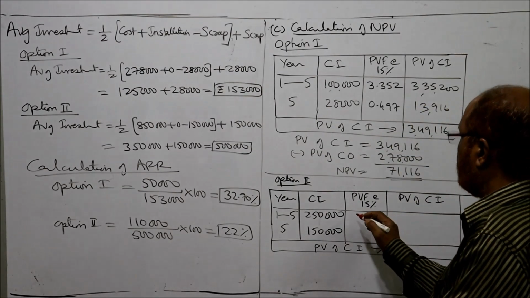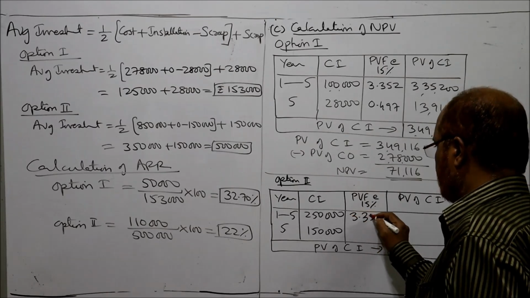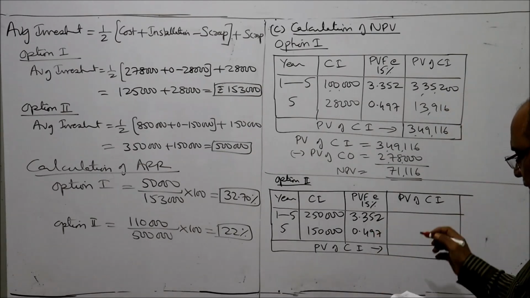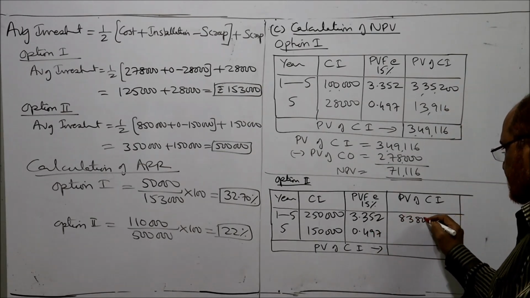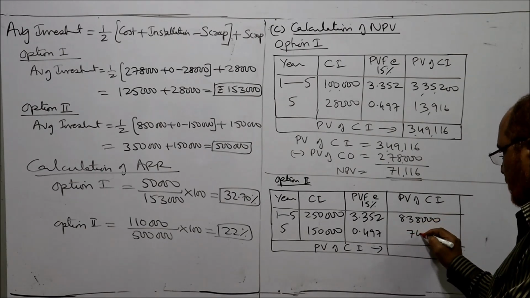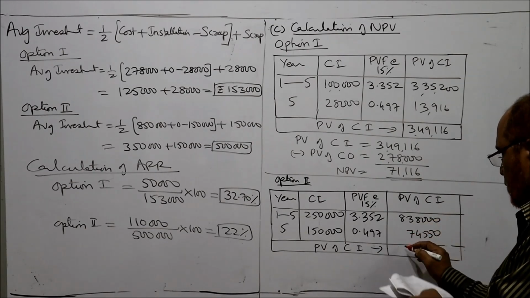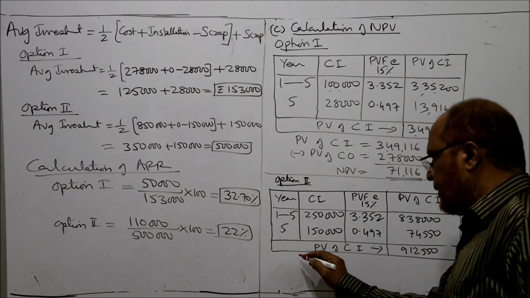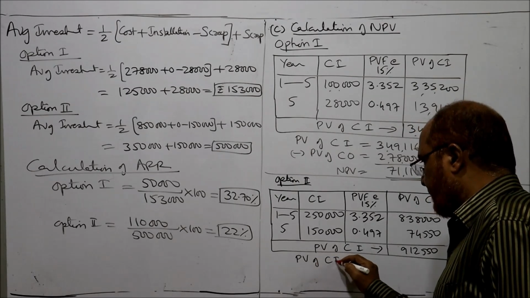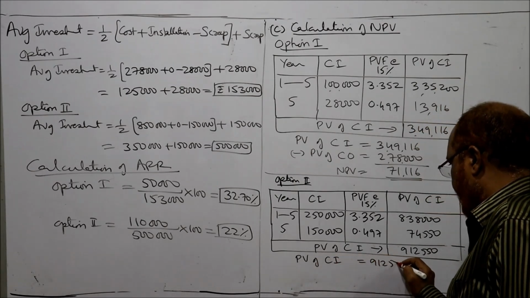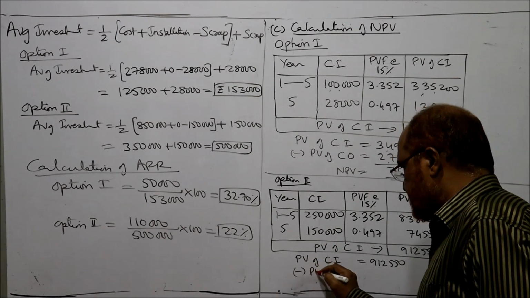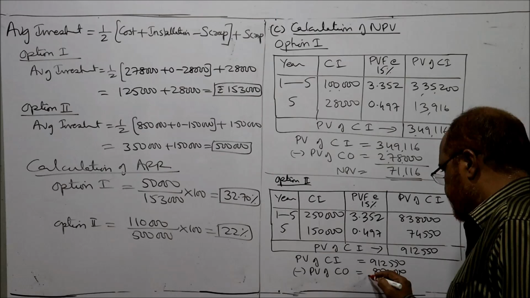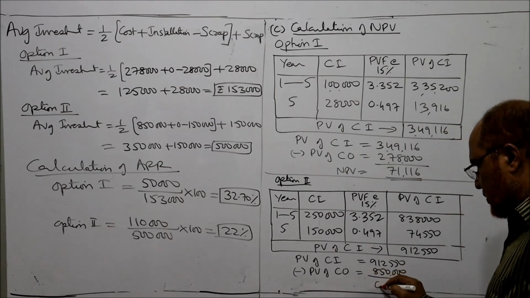Now the PV factors are 3.352 and 0.497. Now multiply: 8,38,000 and 74,550. Total is 9,12,550. So PV of cash inflow minus PV of cash outflow 8,50,000, the NPV is 62,550.